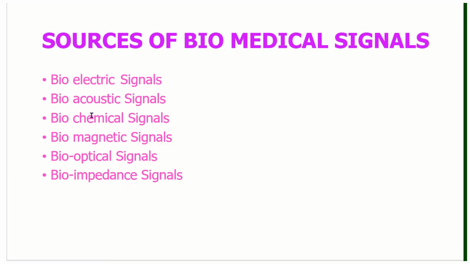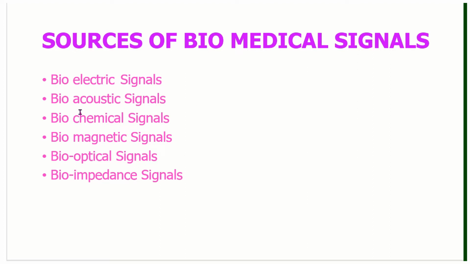Next come the bioacoustic signals. Acoustic means sound. Sound signals are produced in the body. For example, when there is a flow of blood, sound is produced. When there is air passage, when there is respiration, sound is produced. Depending on these sounds, a doctor can say whether the patient's functioning parts are normal or not.